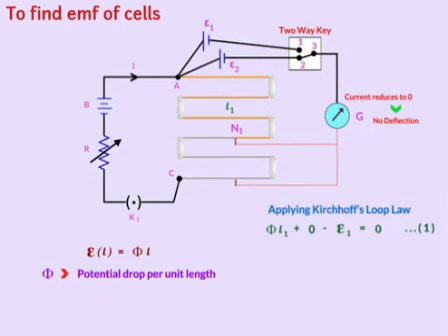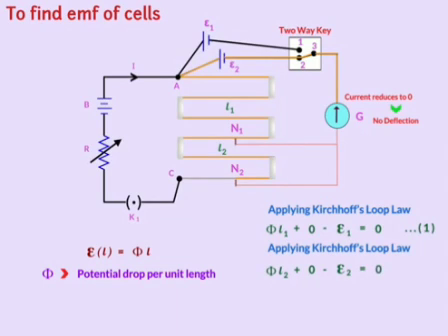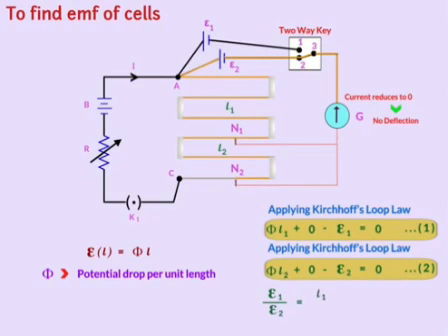Similarly, if points 2 and 3 are connected, we get point N2 where the galvanometer reading is 0. So again using Kirchhoff's loop law for the loop A N2 G 3 2 A, we get phi into L2 plus 0 minus epsilon 2 equals 0. Let's call this equation number 2. From equations 1 and 2, we get epsilon 1 by epsilon 2 equals L1 by L2. Label this as equation number 3.